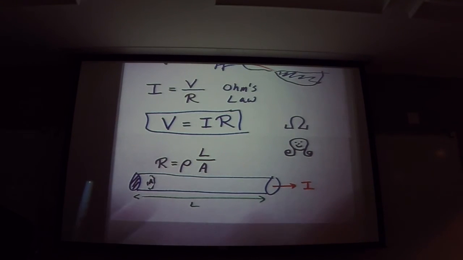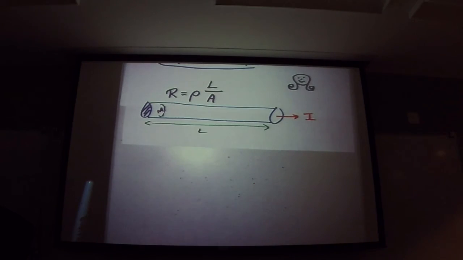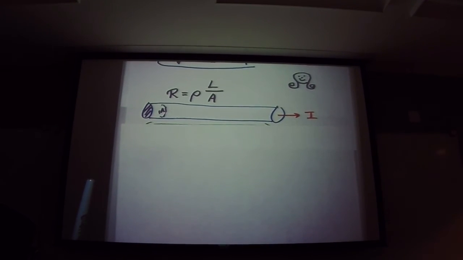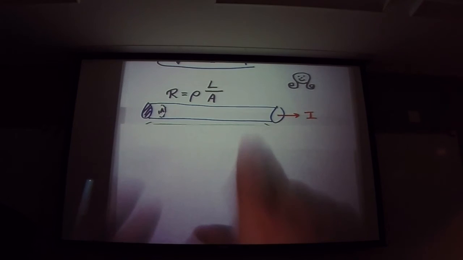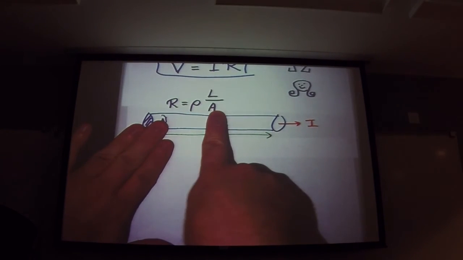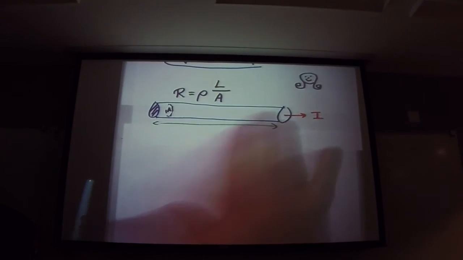Now, we can use this resistivity to classify materials because different materials have different resistivities. It's basically how much this material resists the flow of current, how much it requires a larger electric field to get the same current density out of it. The units of this are ohm meters, because ohm meters times meters divided by meters squared gives you ohms. So these resistivities are in ohm meters.